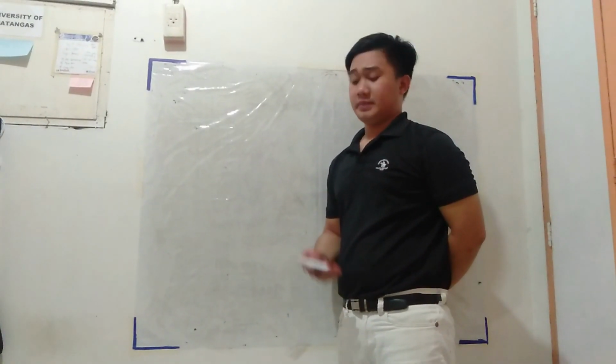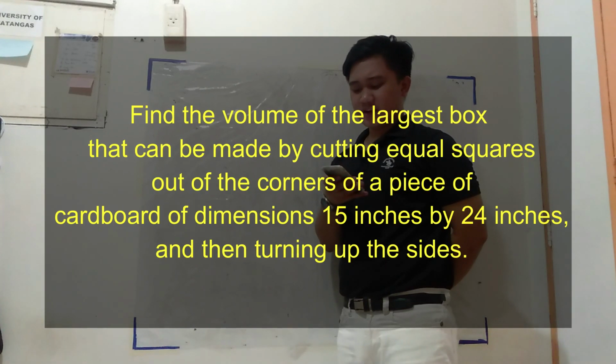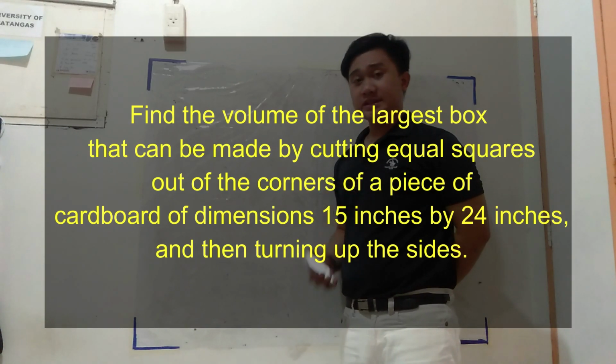Second problem. Find the volume of the largest box that can be made by cutting equal squares out of the corners of a piece of cardboard of dimensions 15 inches by 24 inches and then turning up the sides.